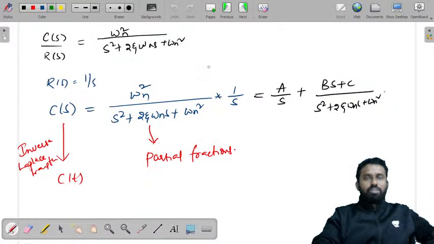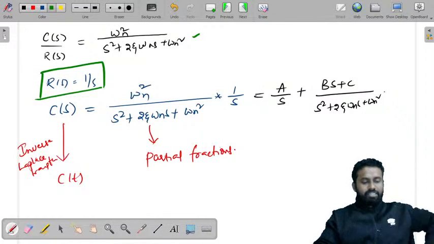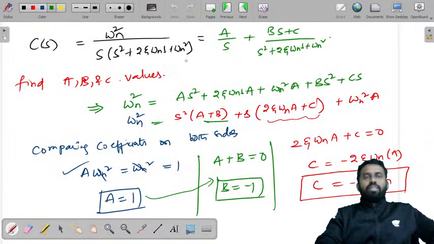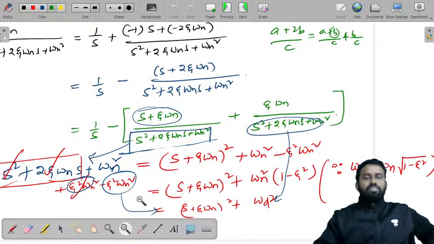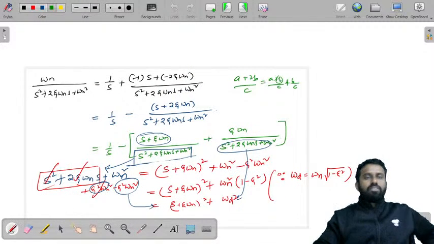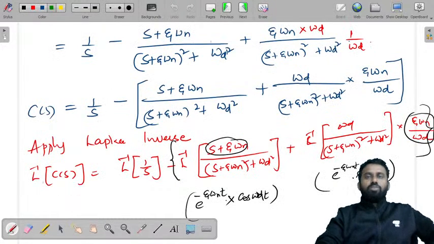The other students who are watching do respond. So then we need to write the input as r of s, because it is given, r of s is 1 by s. So in order to compute this inverse Laplace, you need to apply partial fractions. So let's try to apply that. We have applied, found the values of a, b and c as well. Then we have taken again this, then we have taken this and substituted a, b, c values. Then try to apply inverse Laplace.